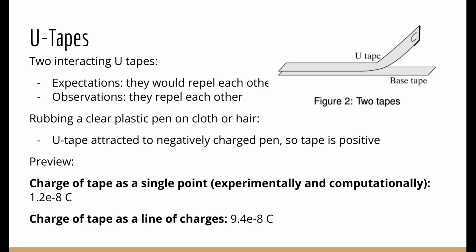For the two interacting U tapes, our expectations were that the U tapes would repel each other, and the observations matched those expectations, and they did in fact repel each other. And when rubbing a clear plastic pen on cloth or hair, the U tape was attracted to the negatively charged pen, so the tape was deemed to be positive.